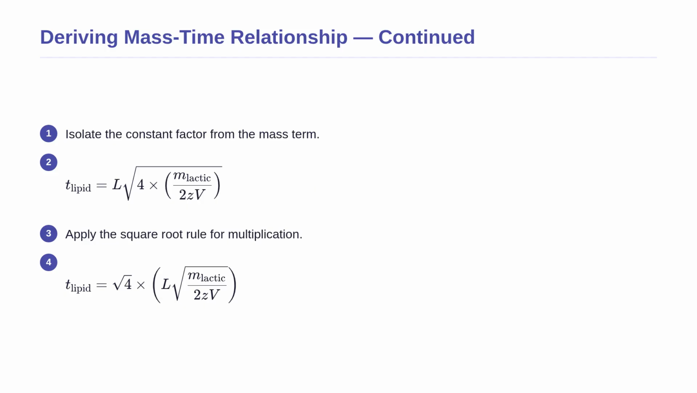Continuing with our derivation, we want to see how that factor of 4 affects the overall flight time. Using the rules of algebra, we can separate the number 4 from the rest of the fraction inside the square root. When we pull it out, we must take the square root of 4. Notice that what remains inside the parentheses is the exact original formula for the time of flight of the lighter lactic acid molecule. This mathematical manipulation is powerful because it allows us to directly compare the 2 flight times without needing any actual numerical measurements from the machine.